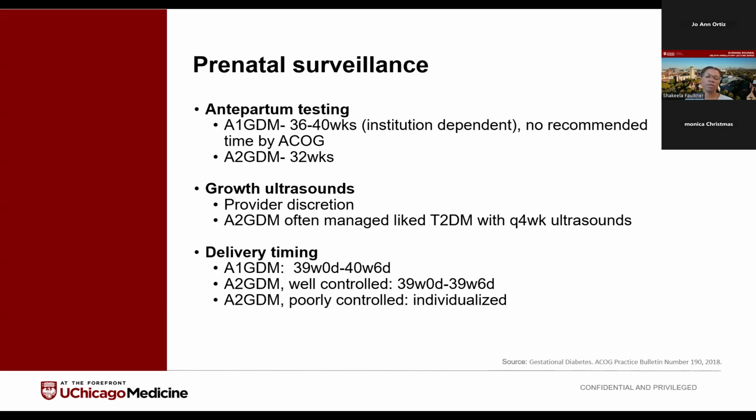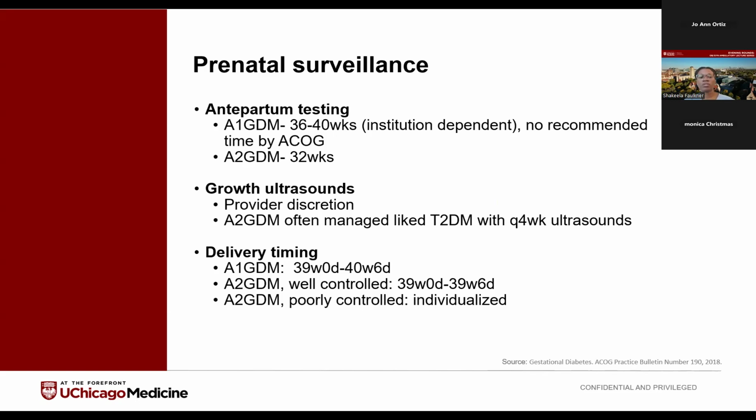And then delivery timing all comes down to control. So A1 GDMs, you can go 39 weeks to 40 weeks and 6 days. A2 GDM that's well controlled, 39 weeks to 39 and 6. And then A2 GDM that's poorly controlled, individualized.